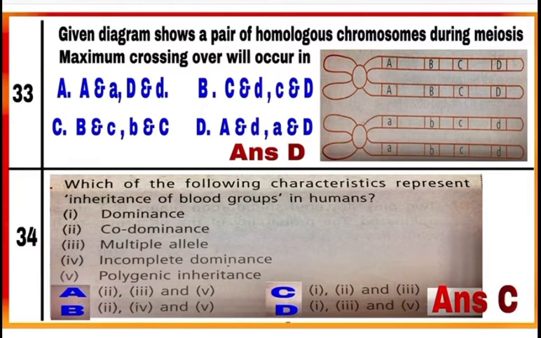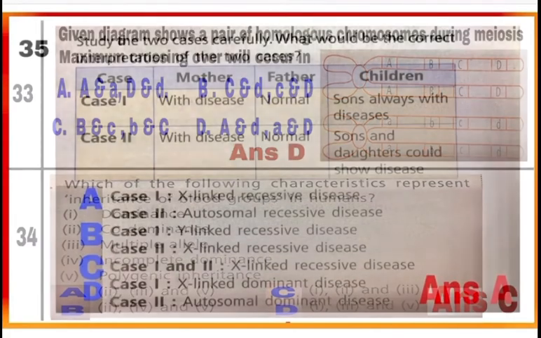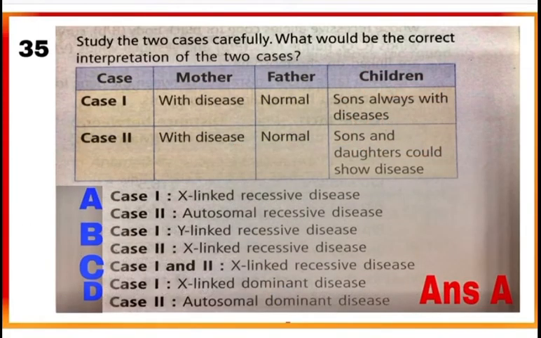Question 34. Which of the following characteristics represent inheritance of blood groups in humans? Option C. Characteristics represents inheritance of blood groups in humans are 1. Dominance, 2. Codominance and 3. Multiple alleles.